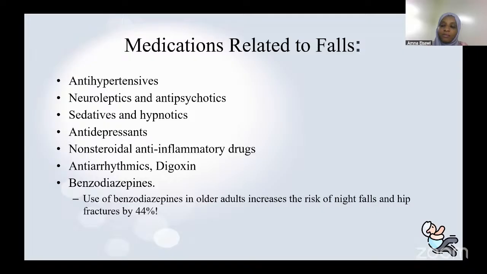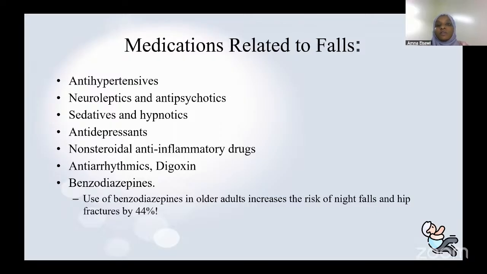So when a normally healthy or young person is about to trip or fall, sometimes they'll be able to hold themselves back. But when a patient is taking sedatives and hypnotics, they'll be a little bit slower. Generally, in older adults, their response time is slower, and then you have the sedatives and the hypnotics, which are going to exaggerate the slow responses.